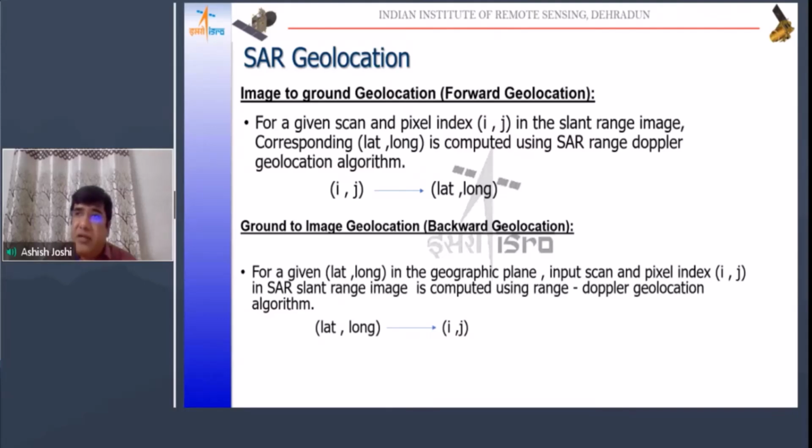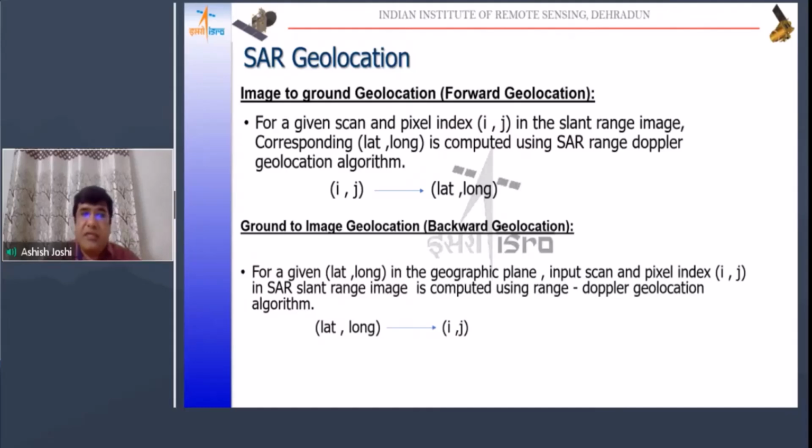For a particular lat long position, we have to find the ij position in the image itself. So forward means for a particular ij, what is the lat long, and backward geolocation means for a particular lat long, what is the ij. For our geometrical transformation or geometrical correction, we are using these two algorithms for the geolocation of any target pixel in an image.